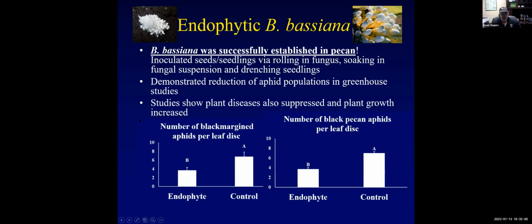And then some of our studies, as well as others, show that plant disease is also being suppressed by these endophytic fungi, the good fungi suppressing or not allowing the disease fungus to get a hold on that plant. And also increased plant growth has been observed in some crops due to the presence of these endophytic fungi.